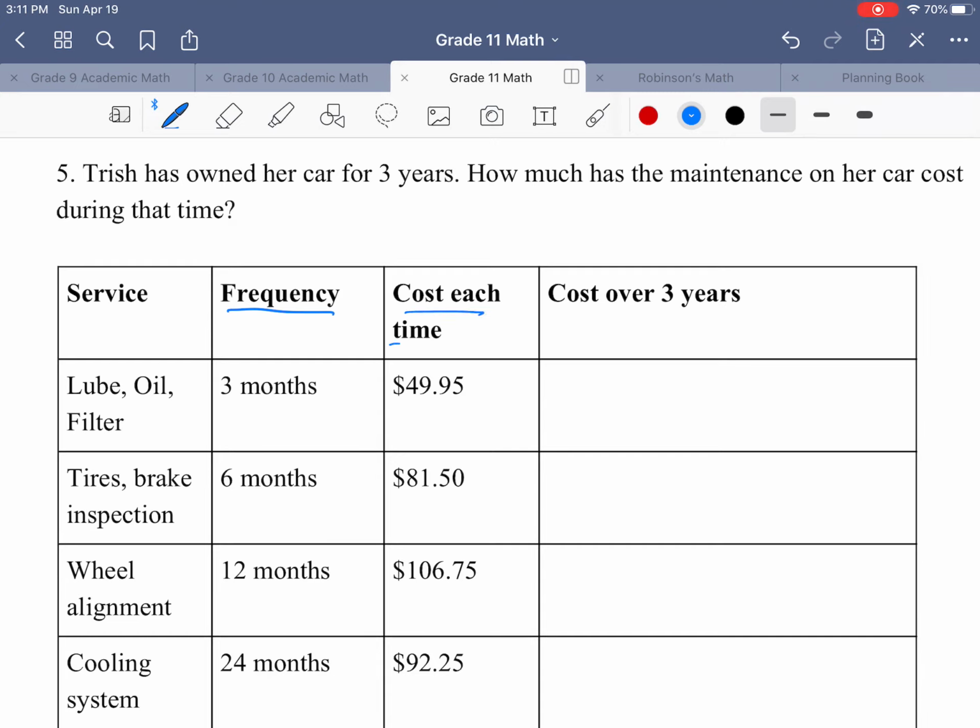We also have the cost each time it's done, and then we're going to calculate the cost over the course of 3 years. First, I want to look at how many times per year this means. If the frequency is 3 months, then we're doing it 4 times per year. For the tire and brake inspection, this is every 6 months, so 2 times per year. The wheel alignment is every 12 months, so 1 time per year.